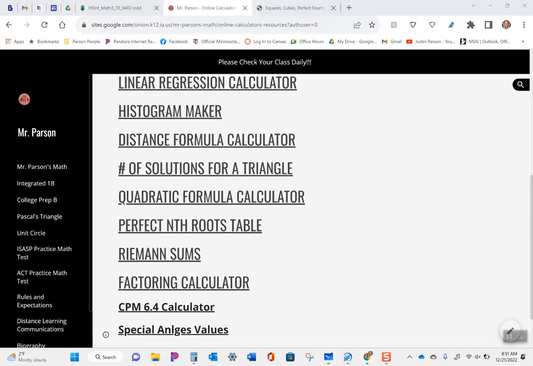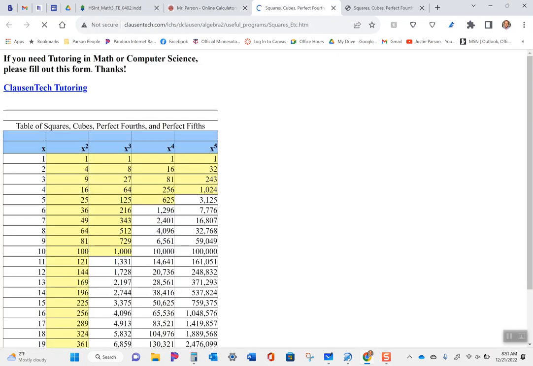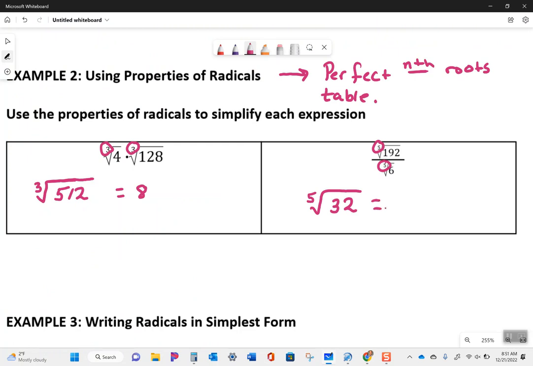Can you think of a number times itself 5 times that would make 32? 2 works. And if you weren't sure, you would say, well, Parson, let's go back to that perfect nth roots. And you're looking at power of what? 5. We'll go down to the 5th column here. Okay, the x to the 5th column. Does 32 show up there? Yeah. Right there. And if you go all the way over, what's the x value for it? 2. So the 5th root of 32 would be 2. And again, if I wasn't sure, I could just check in the calculator. Say, is this a perfect 5th root? I don't know. Punch it in your calculator and see. You can see it's going to kick out 2. Right?